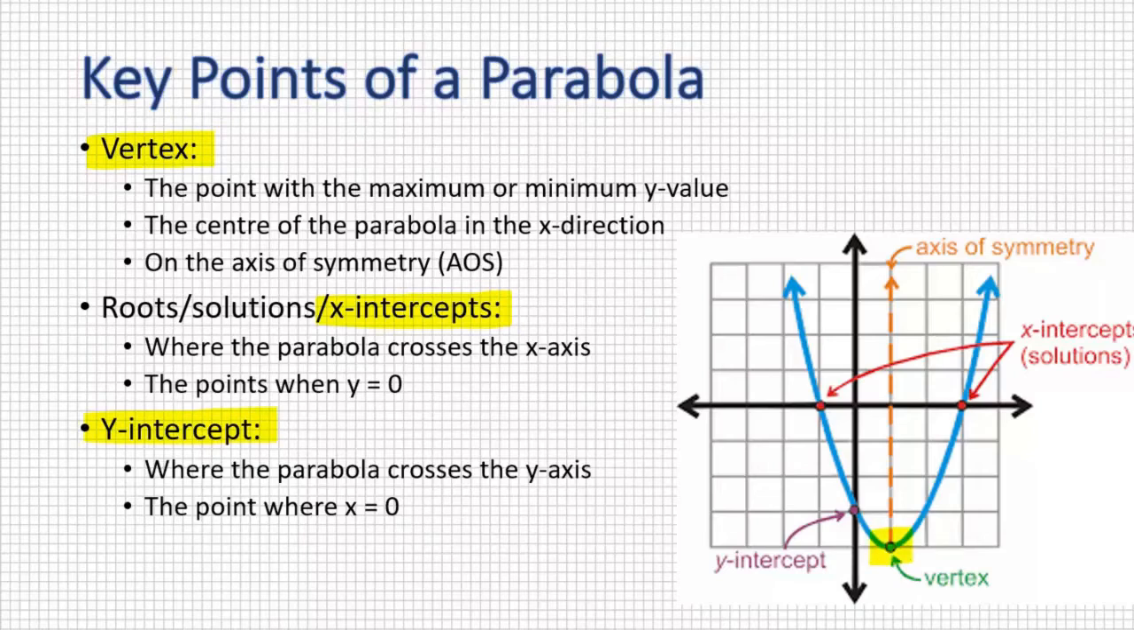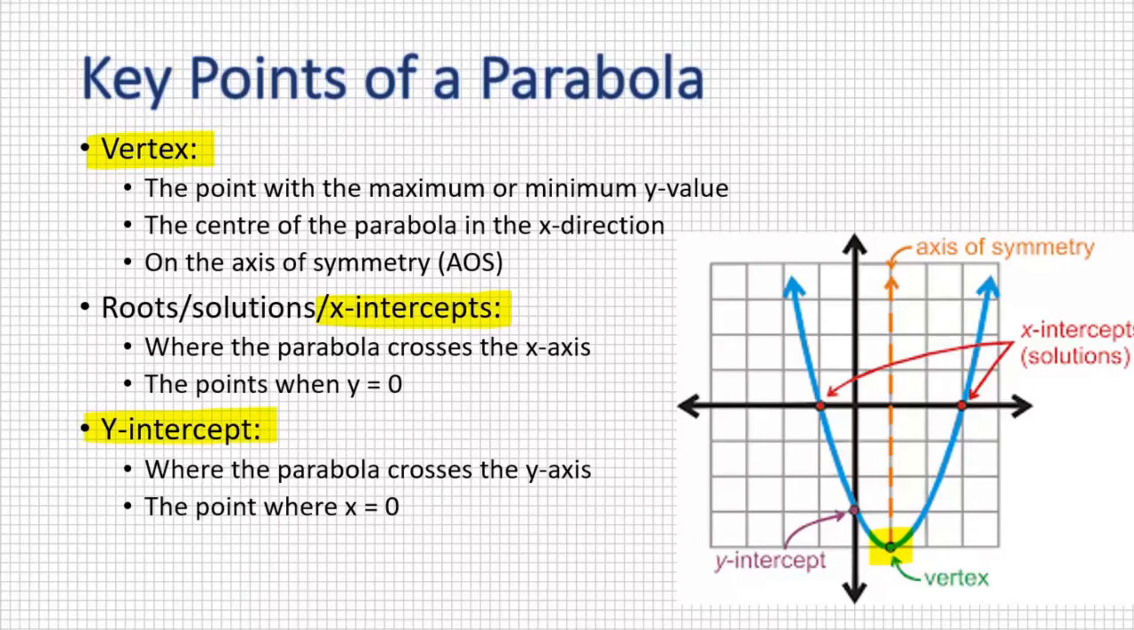If the parabola opens upwards, the vertex is a minimum value, but if the parabola opens downwards, it would be a maximum value. It's the center of the parabola in the x direction, which means that half of the parabola is found on the left of the vertex and the other half on the right. The vertex is on the axis of symmetry, so the left-hand side of the parabola is identical to the right-hand side. The x-intercepts are where the parabola crosses the x-axis.